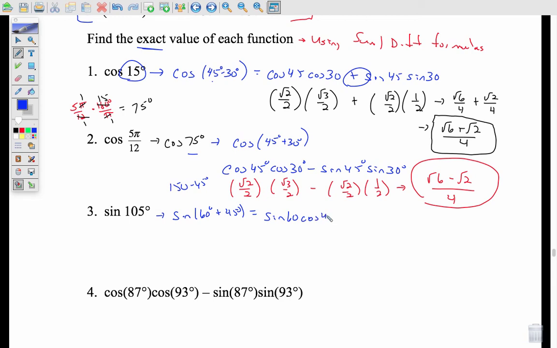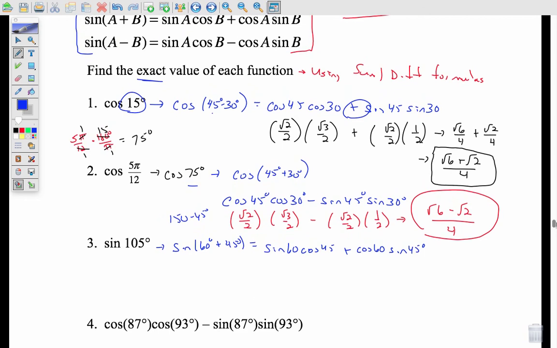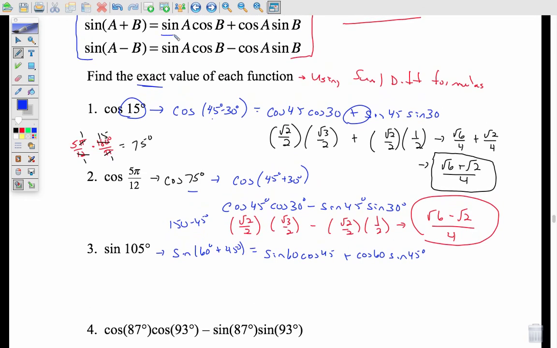So expand that out. We have the sine of 60 times the cosine of 45 plus the cosine of 60 times the sine of 45. Don't know if I can squeeze them on the same screen at the same time, but I can. So notice I put the sum formula right here. Sine A cosine B plus cosine A sine B. So our A and our B are the 60 and the 45. But once we have that expanded out, we're going to go ahead and put in our functional values from the unit circle.